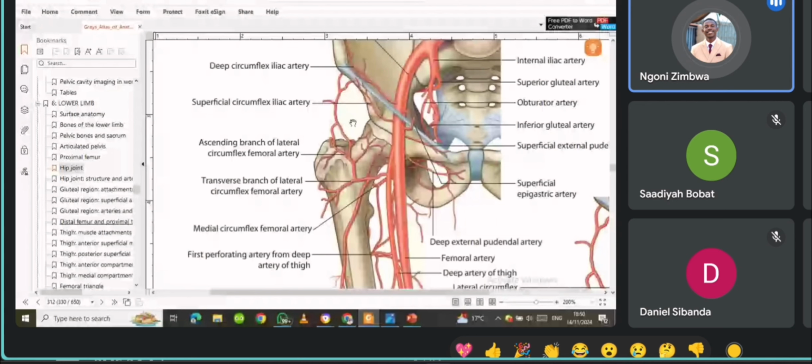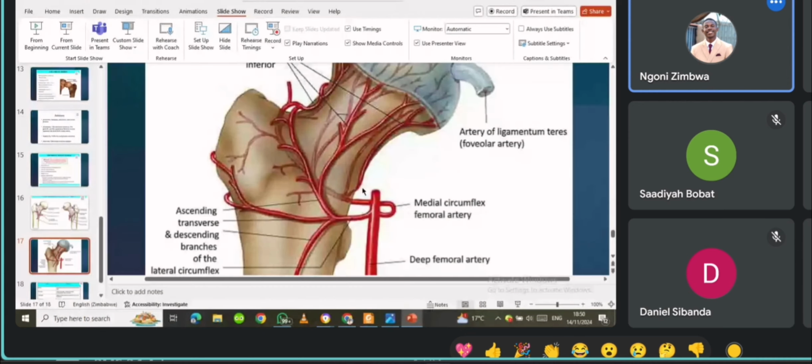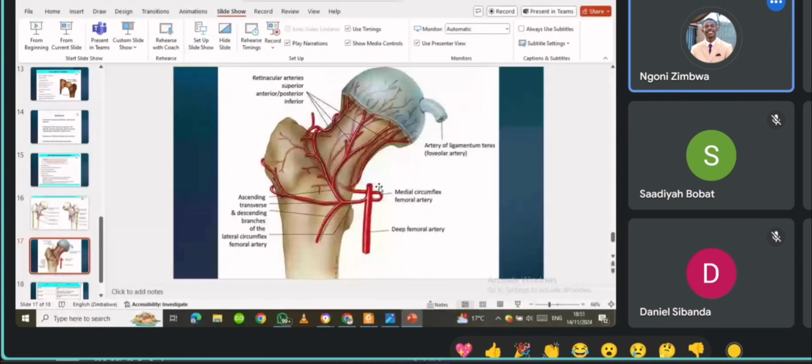So among all these anastomoses, right? These arteries anastomosing here. Take note that the medial circumflex, I think I've said much. Let me go to a simplified diagram. Is everyone able to see here? Right. So this is your medial circumflex femoral artery. The medial circumflex artery sends about 90% of blood to the head of the femur.